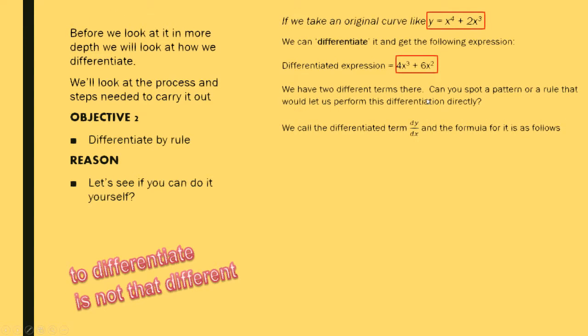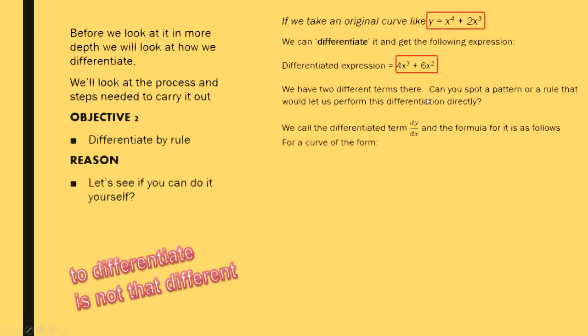We call the differentiated term usually dy by dx, and the formula for it is as follows. dy by dx is the change in y with respect to x. We just usually say dy by dx for curves. When you're working with other variables, which you'll see in the next lesson, you'll use different terms, but usually when people say dy by dx, that's what they mean.